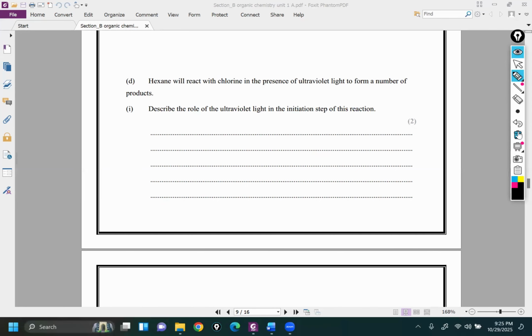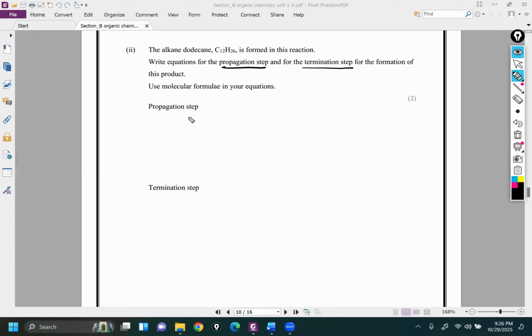The alkane dodecane is formed in this reaction. Write equations for the propagation step and for the termination step for the formation of this product. The product is dodecane. Use the molecular formula in your answer. Now we have to start from the chlorine free radical, because it is also produced in the initiation step. They're asking for the propagation and termination steps. So C6H14 plus chlorine free radical from the initiation step.